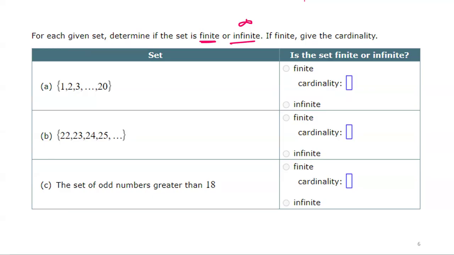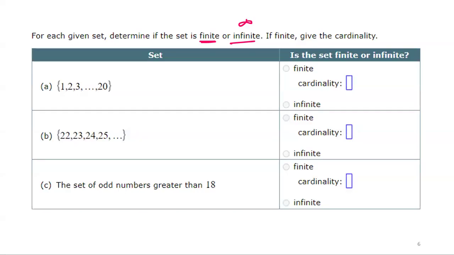Okay. So again, this question is asking for each given set, determine if the set is finite, if it's limited, or if it's infinite. If it's finite, again, give the cardinality. All right, so let's go through this one. If it has a dot dot dot after the numbers, what does that mean? Infinite, right? It goes on forever. So this one here is going to be infinite. Dot dot dot means it goes on forever.